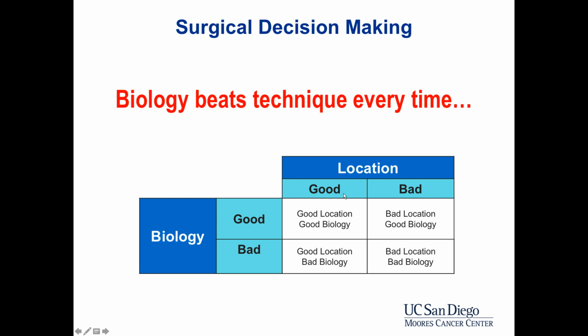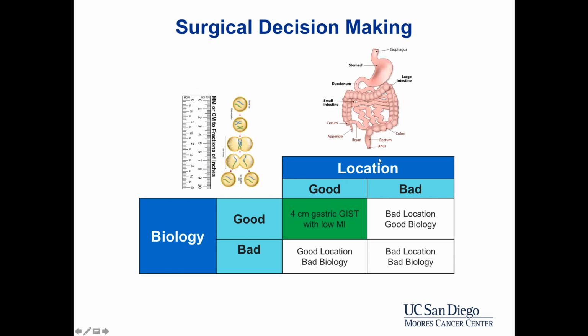A way to think about this is whether patients have good biology and bad biology, or good location and bad location. I'll go through some examples of what I mean by this. What do I mean by good location and good biology? As an example, a 4-centimeter tumor in the stomach, a gastric GIST, with a low mitotic index, something sort of on the edge of the stomach right here, would be considered a better biology and a fairly easier place for a resection.